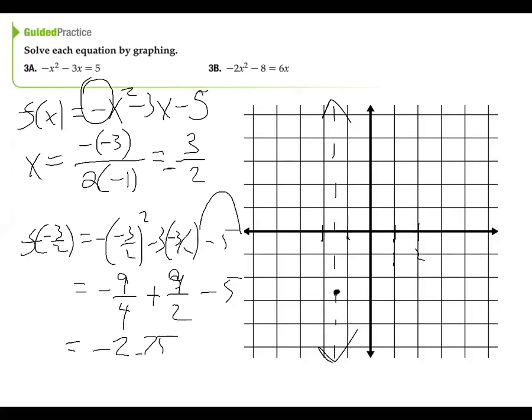So that'd be down right here. But I know it opens downward. And also you could see that the y-intercept is negative 5. So that would be down here. The other one would be over here, and it's going to open like that.